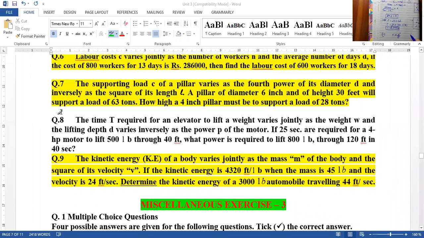So pillar diameter is provided as 6 inches, and height is provided as h equals 30 feet, and it will be supporting a load of 63 tons. So this is equal to 63 tons. This given set of values will help us to find the value of k.